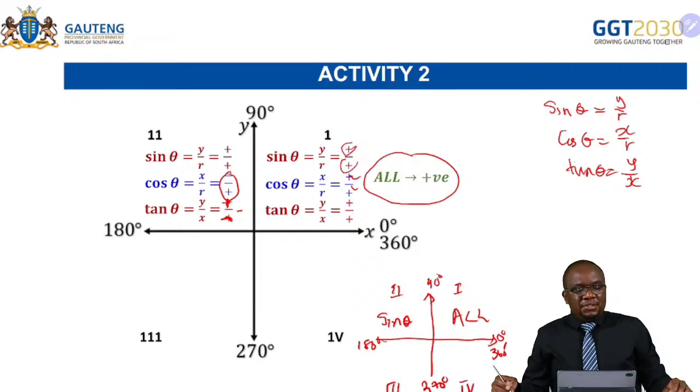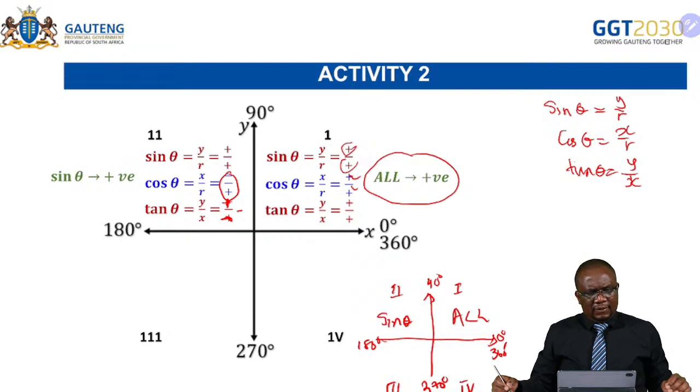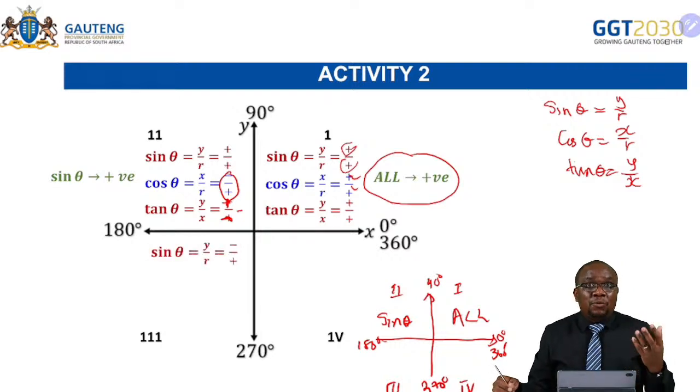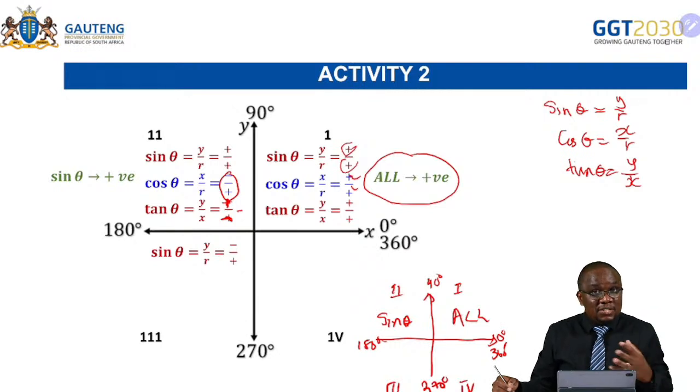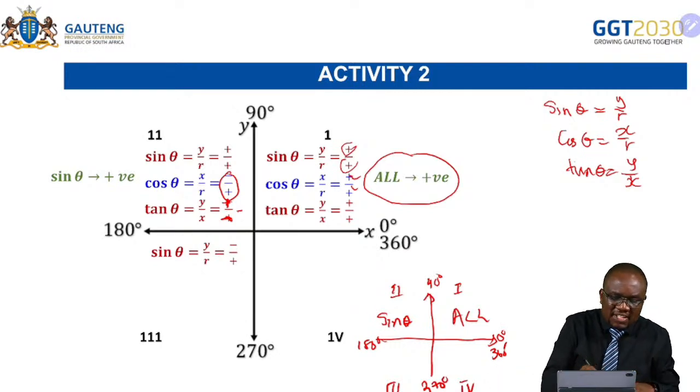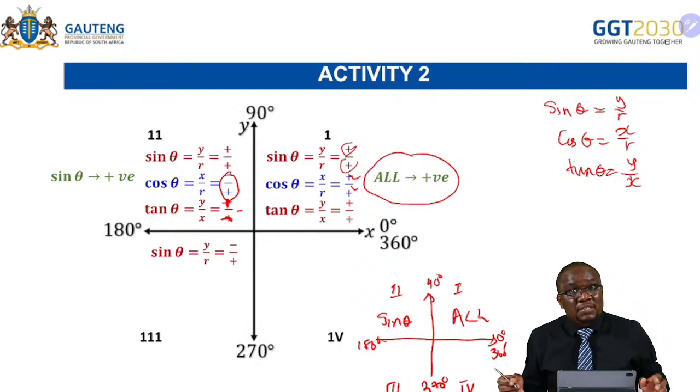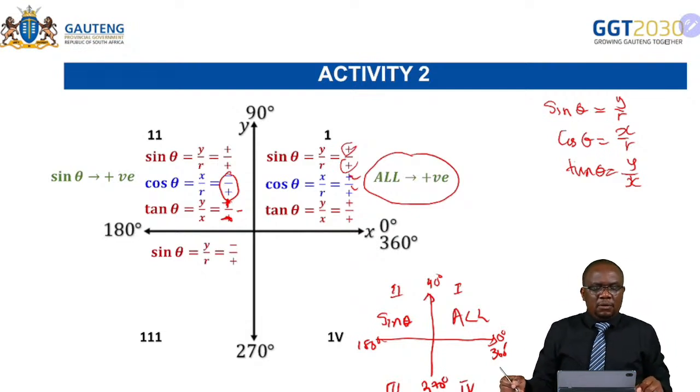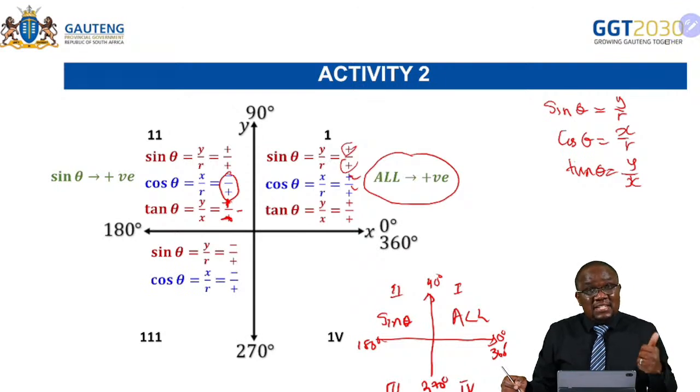And then we go to quadrant 3. Okay? Quadrant 3. Sine theta, y over r. Y is negative, r is positive. Remember, r is always positive. So it means it's going to be negative. So sine theta is negative in quadrant 3. Cos theta, x is negative, r is positive. So it's negative over positive. So it means cos theta is negative in quadrant 3.